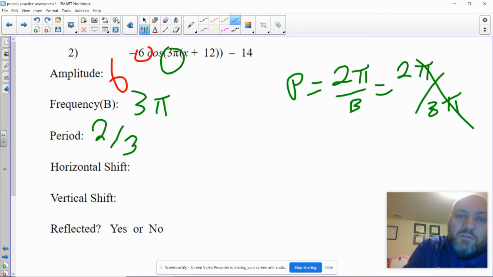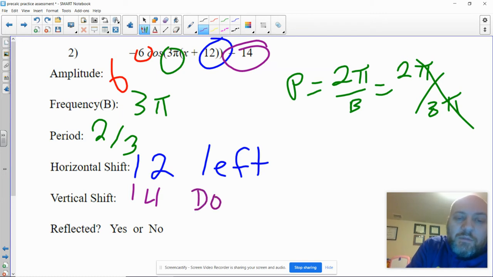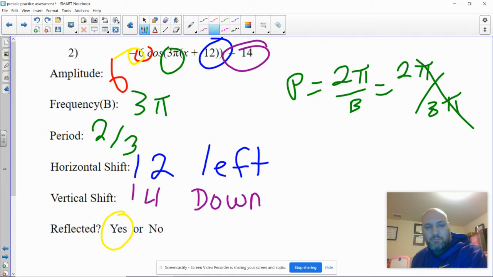I have a horizontal shift inside the parentheses of 12. And because it is plus, it means it is going to the left. My vertical shift is outside parentheses, so 14. Because it is negative, it means it is going down. And then I do have a negative out front in this problem, which means there will be a reflection. So that's breaking down all the parts of the equation.